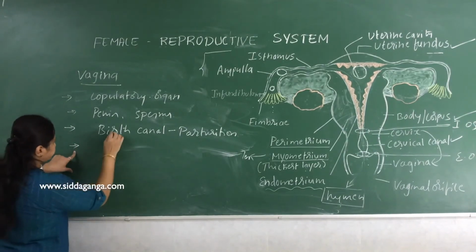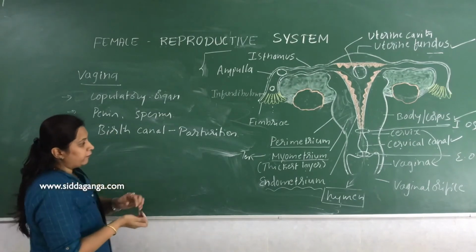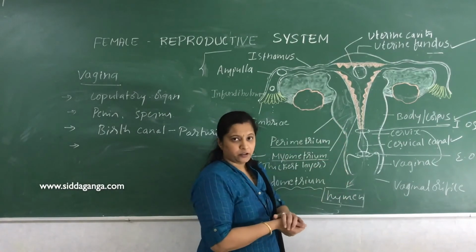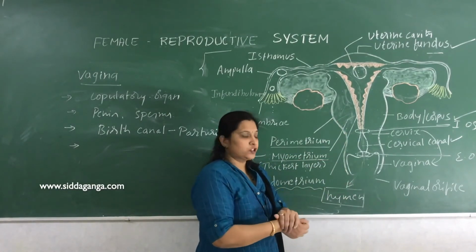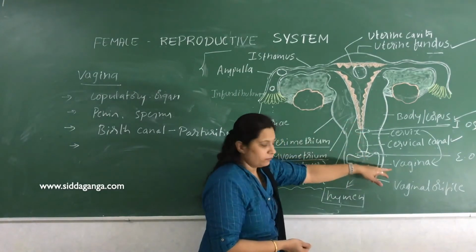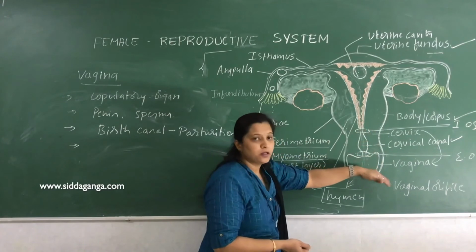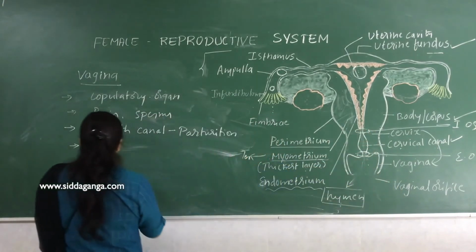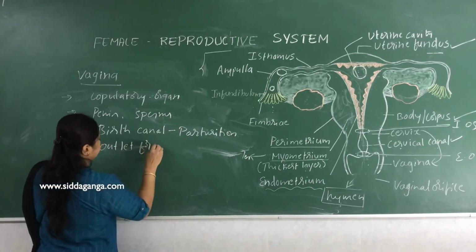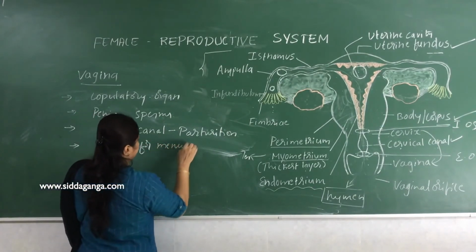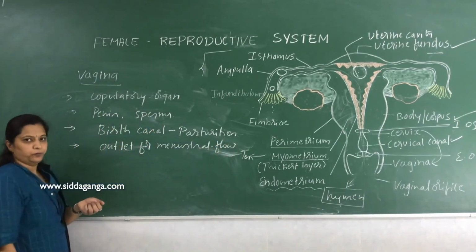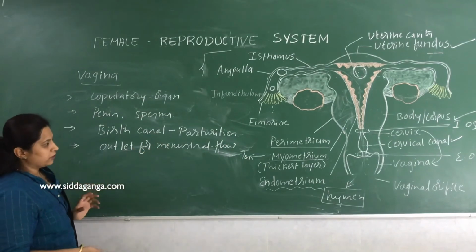And in females, every month the menstrual cycle occurs. During the first few days of the menstrual cycle, menstrual bleeding occurs. So another important function is that the vagina acts as an outlet for the menstrual flow.